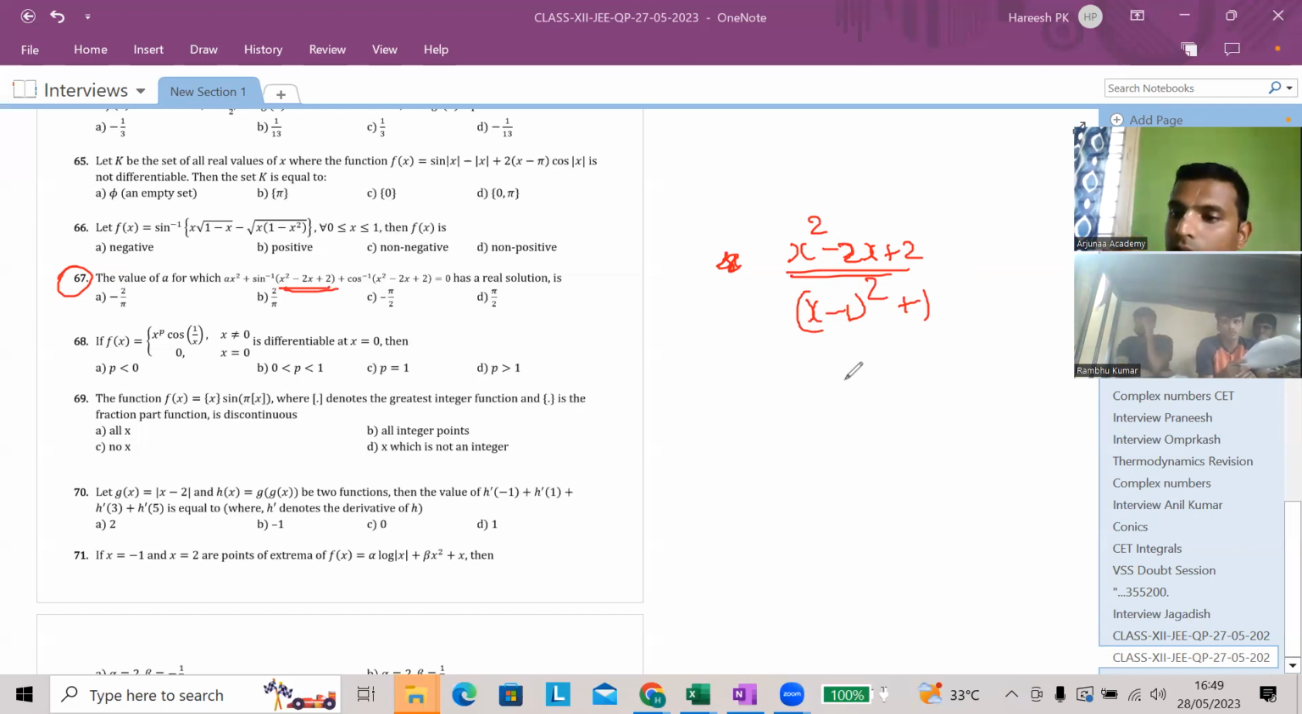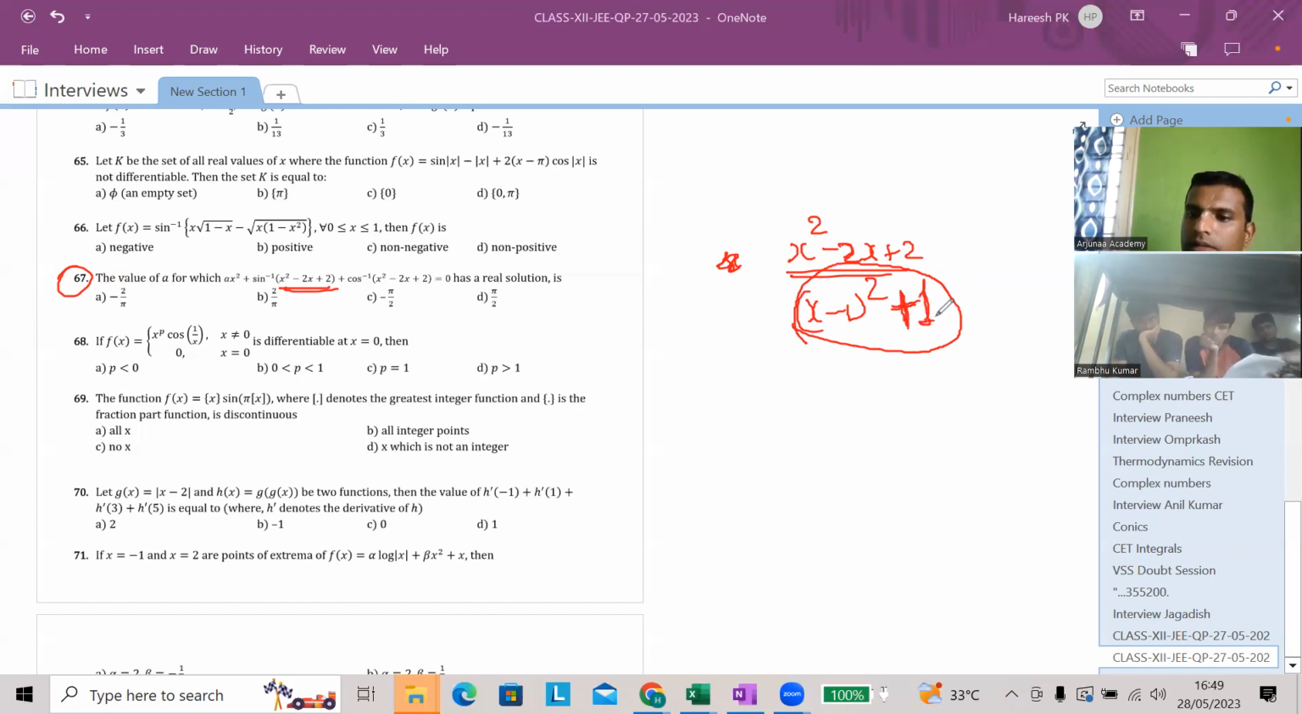And now sine inverse, what maximum value of input can we give? Minus 1 to 1. Minus 1 to 1. So this entire term should not go greater than 1. But already this is something plus 1. So this is going greater than 1. So to stop at 1, what value should we put for x?